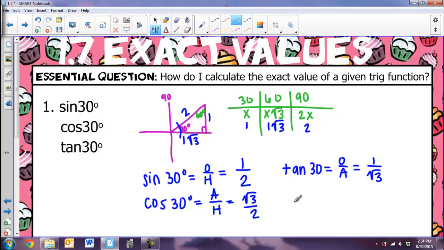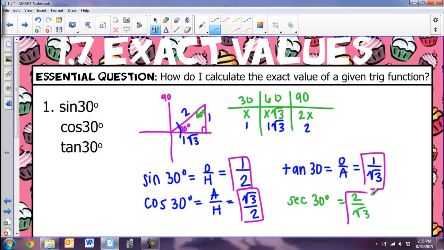You can do the same thing if, for instance, you wanted to find the secant of 30 degrees. You can remember that it's hypotenuse over adjacent, or you can flip your two things, and you would get 2 over the root 3 if you already knew your cosine. So that's the general idea when calculating exact values. You notice we didn't get any gross decimals. We got all nice fractions that are the exact values of each of these trig functions.